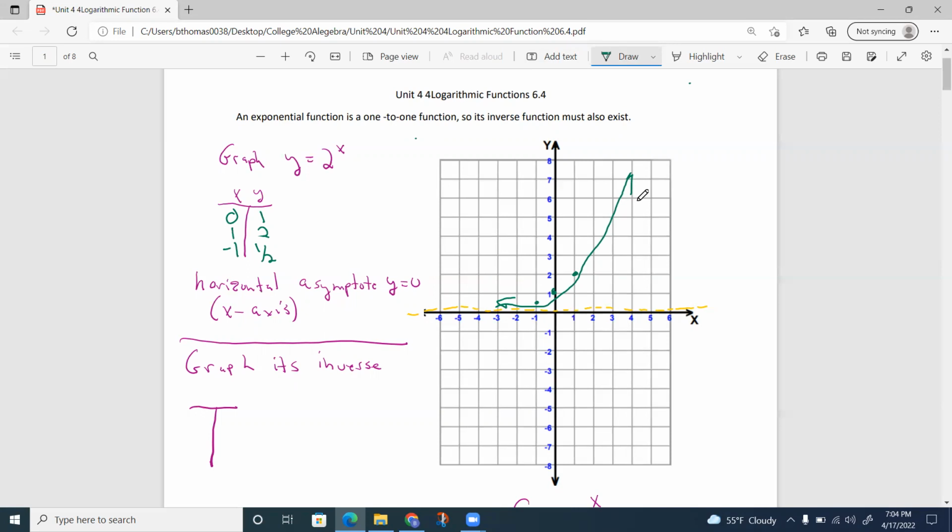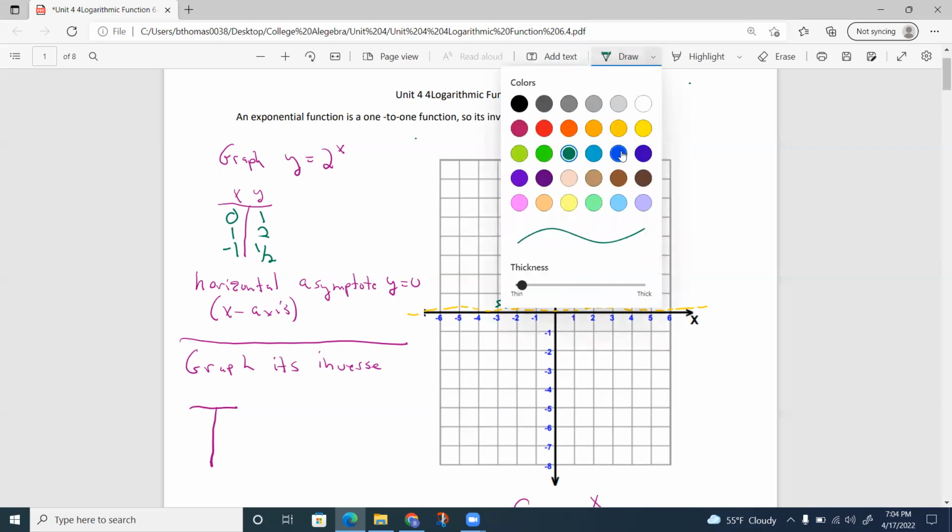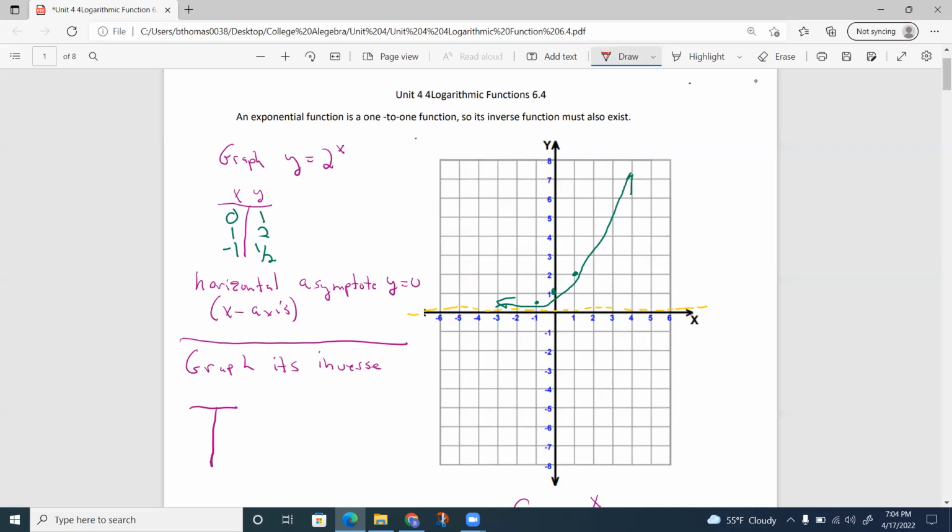So if I want to graph the inverse, what we're going to pick up on is the x's and y's have to switch places. So the y's become the x's and the x's become the y's. So 0, 1 becomes this 1, 0. This 1, 2 becomes this 2, 1. And this -1, 1/2 becomes this 1/2, -1. So if I graph those 3 ordered pairs, 1, 0, 2, 1, 1/2, -1.